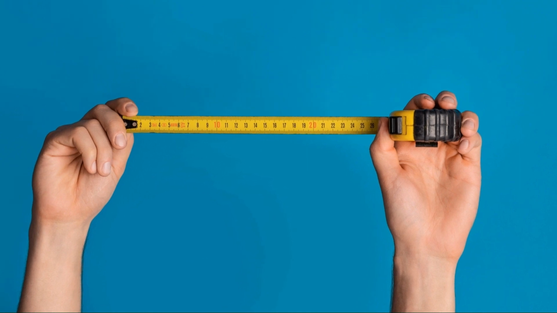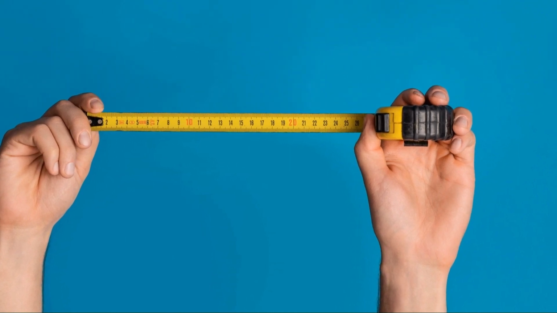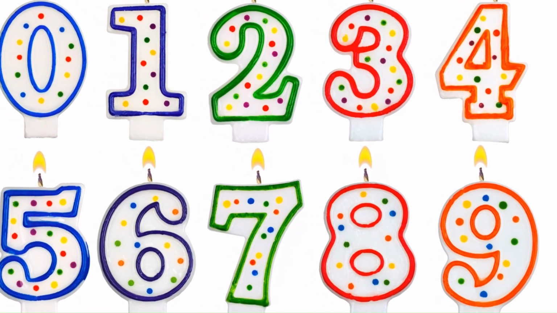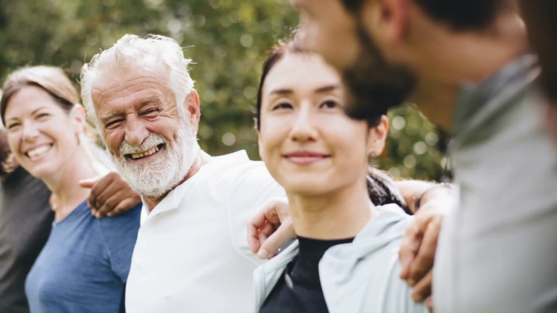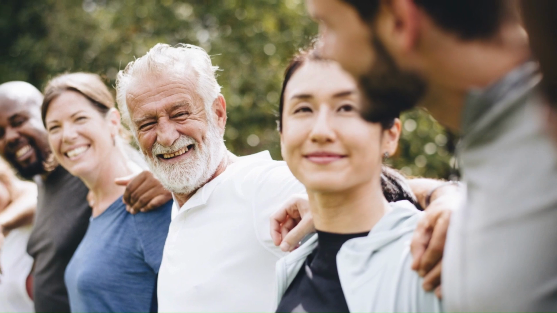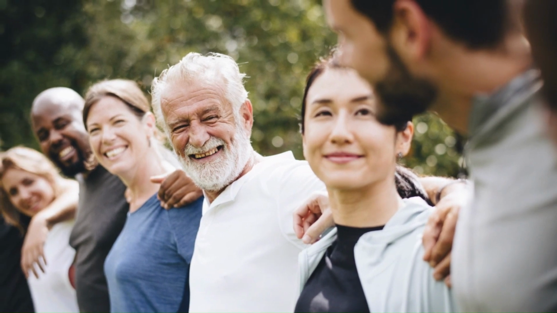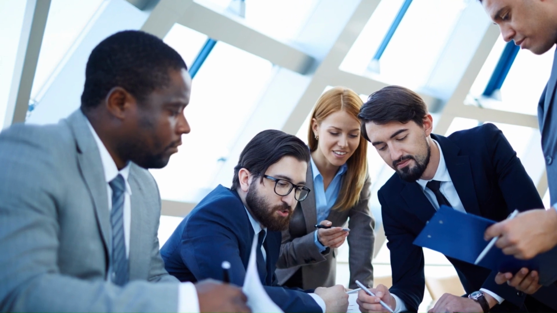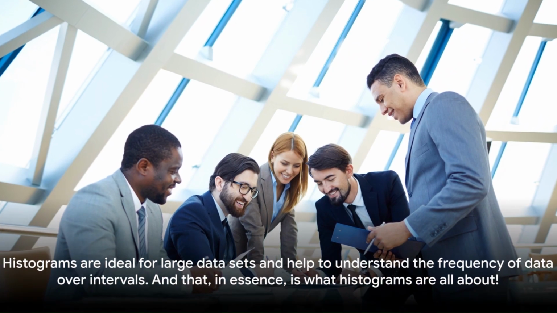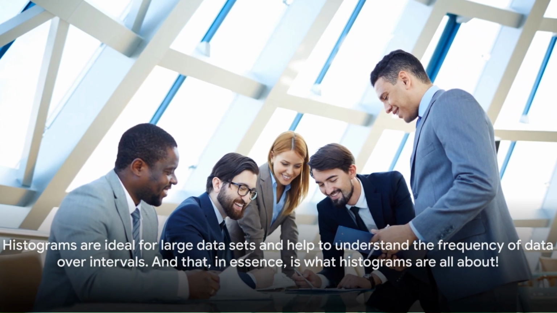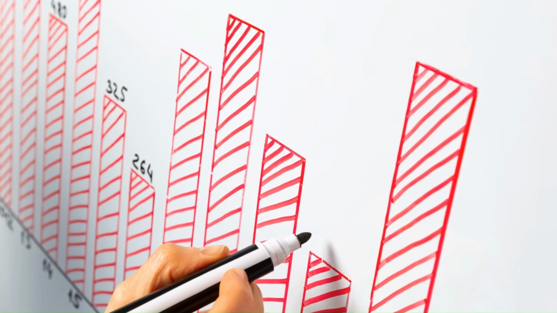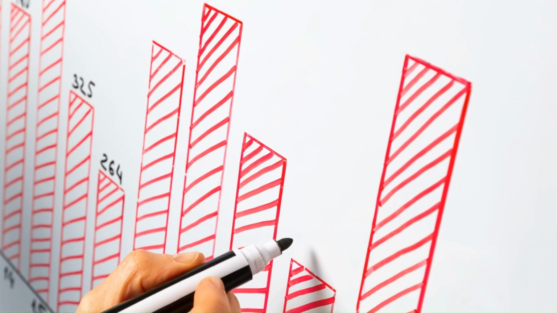They're best used for continuous data, where the values can take any value within a certain range. For instance, in our previous example, age is a continuous variable because it can be any value between 20 and 65. On the other hand, histograms aren't as effective for categorical data. Histograms are ideal for large data sets and help to understand the frequency of data over intervals. And that, in essence, is what histograms are all about.